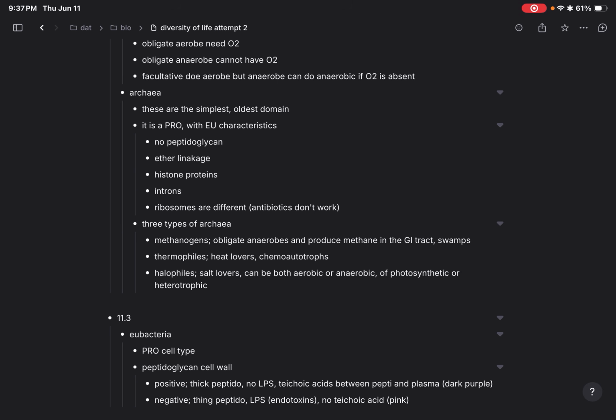There are three main types of archaea that we should know: thermophiles, methanogens, and halophiles, the salt lovers. Halophiles like salt, like the halogens. Thermophiles like high temperatures. Methanogens produce methane and live in swamps, our digestive tract, etc.